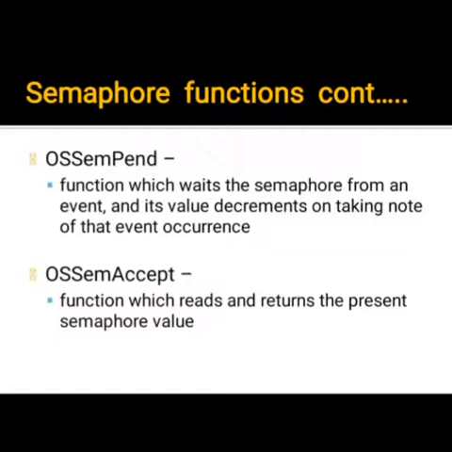Now we'll move on to accept. This function reads and returns the present semaphore value. A return value of 0 indicates that the semaphore is not available. A non-zero value indicates that the semaphore is available.